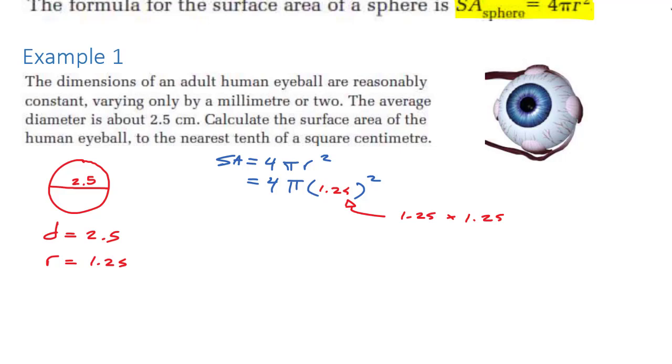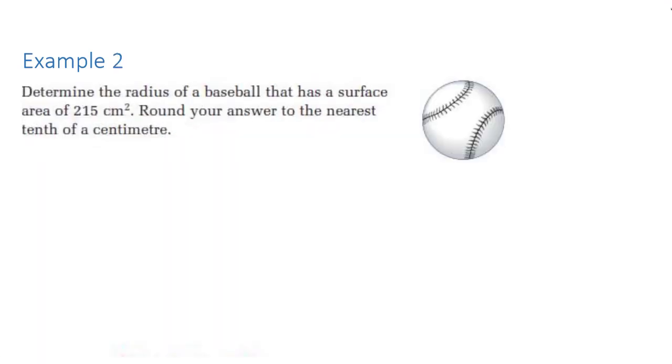Okay, so you do that first in your calculator, then hit times pi, then times 4, and you're going to get approximately 19.6 centimeters squared, right? Pretty simple, not much to that. Let's just check out one more quick example with surface area of a sphere. All right, in this one, we're going to have to work backwards because we don't know the radius. So we had a baseball, and it says determine the radius of the baseball if we know the surface area.